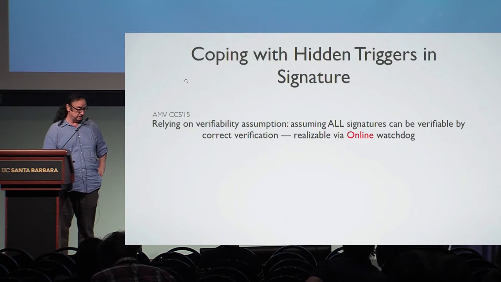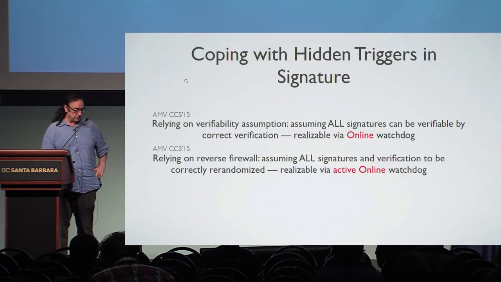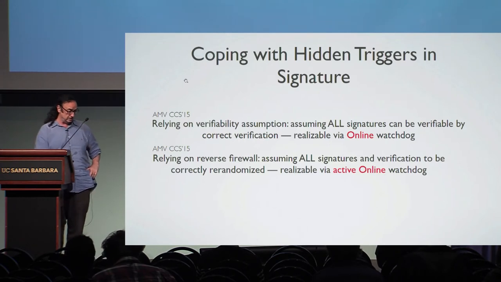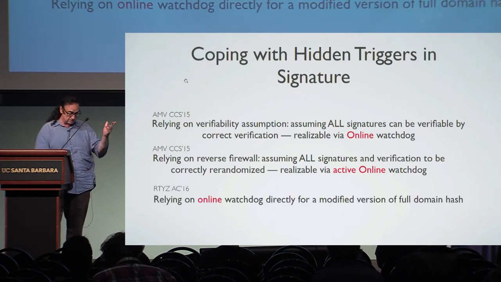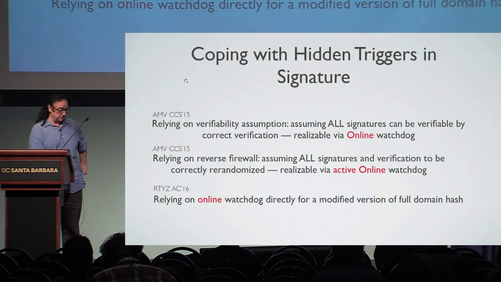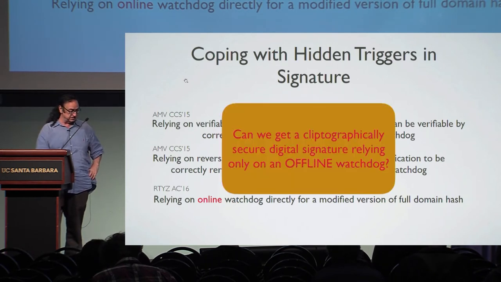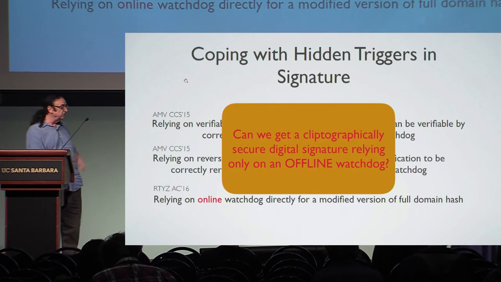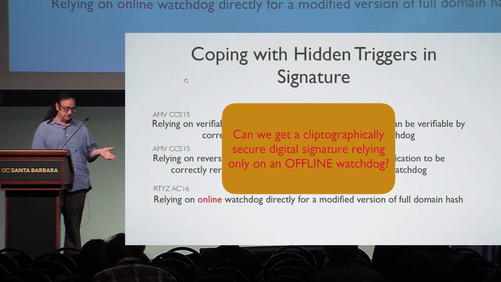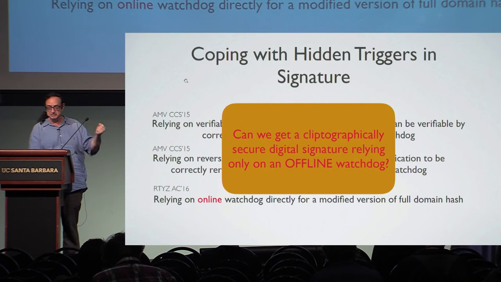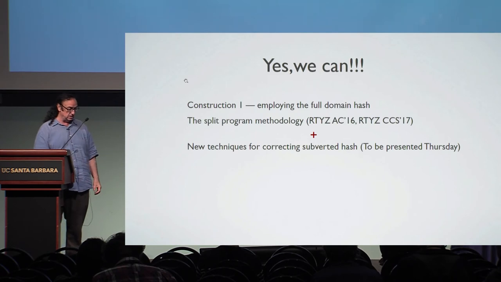In signatures, there have been a few before, one with an online watchdog, one with an active online watchdog, and some of the co-authors of the current paper did an online watchdog by modifying existing signatures. And the question is, can we do it with an offline watchdog that comes, inspects the system, checking the system in some sense, and then the system can go on and work without this active trusted component all the time keeping an eye on it? And yes, we can.